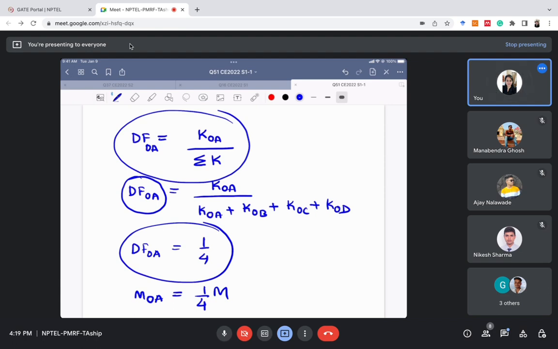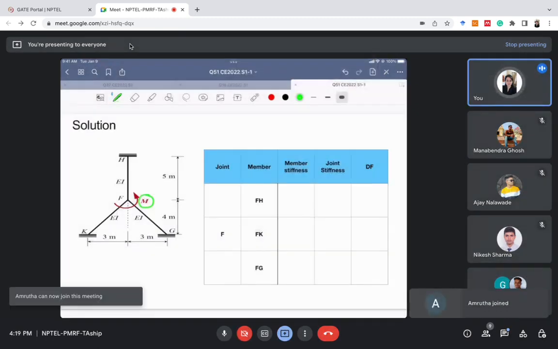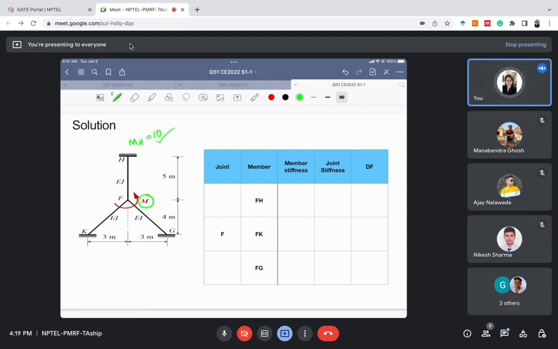If it's okay, I'll move. I hope it is fine. So I'll move towards the solution of this problem now. In this problem, we will use the same concept of distribution factor. The value of the applied moment is not given, so we need to find it out. The only thing given to us is the moment at H, which is given as 10. Using this value of moment at H, we need to find the applied moment M, and this is our problem.